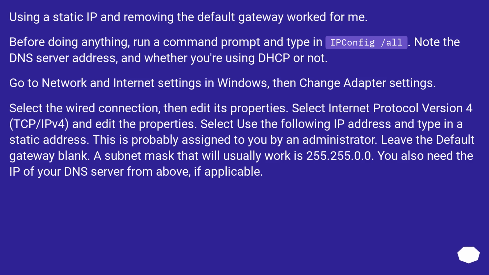Select Internet Protocol version 4, TCP/IPv4, and edit the properties. Select Use the following IP address and type in a static address. This is probably assigned to you by an administrator. Leave the default gateway blank. A subnet mask that will usually work is 255.255.0.0. You also need the IP of your DNS server from above, if applicable.